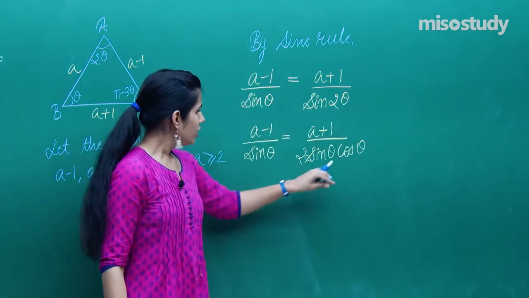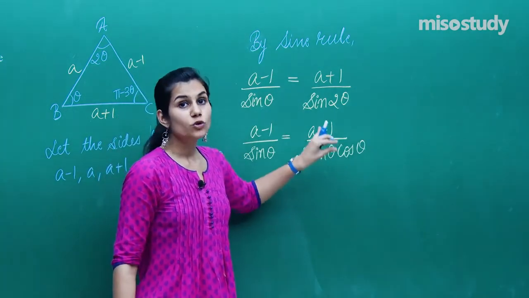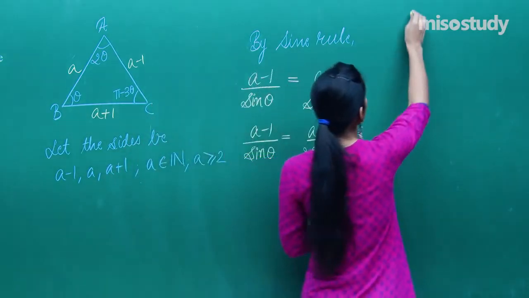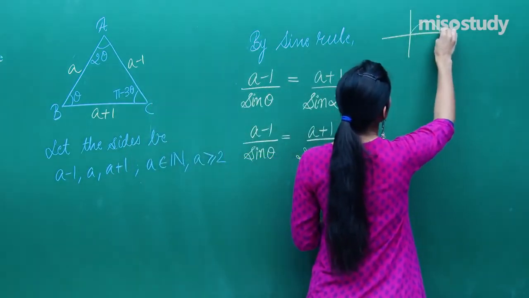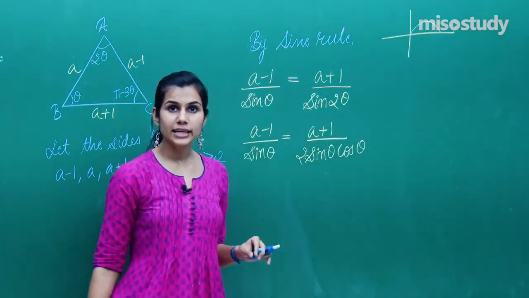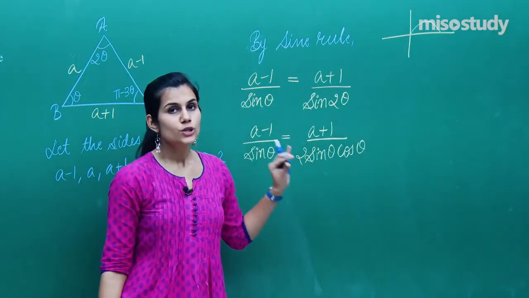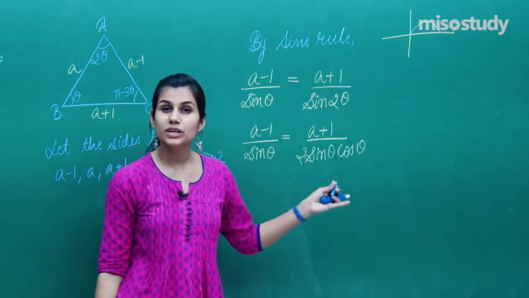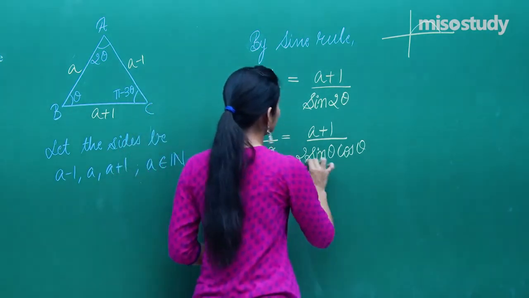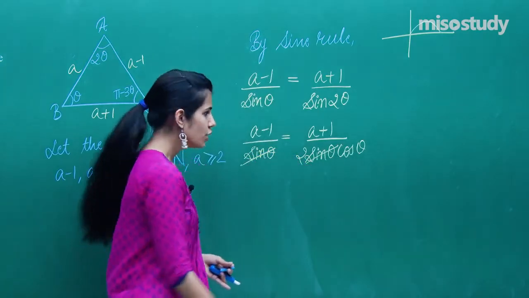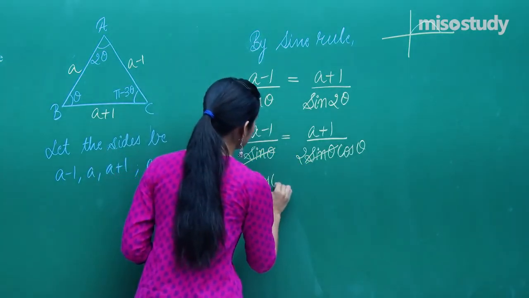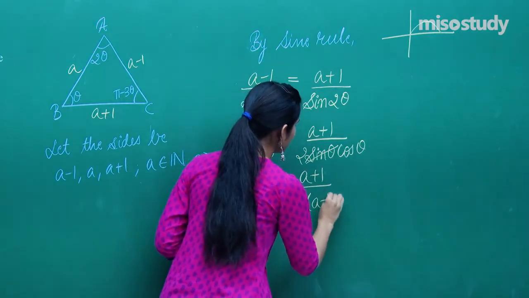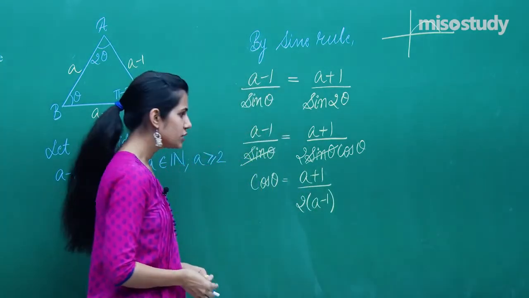Fine. Now theta is an angle from 0 to pi, 0 not included, pi not included. In 0 to pi, if you remember, this is how the graph of sine is when 0 and pi are not included. So sine theta for any angle between 0 and pi is strictly positive, and that is why I can cancel these two. So what you get is cos theta equals a plus 1 upon twice of a minus 1. This is what you get.